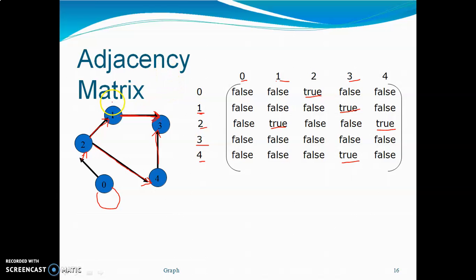So 0 has the adjacent 2. Vertex 1 has the adjacent 3. Vertex 2 has 2 adjacents, 1 and 4. Vertex 3 has no adjacents, and vertex 4 has 1 adjacent, 3. So we can identify the adjacent vertices, so that we can draw the graph. We can assume the graph using this adjacency matrix.